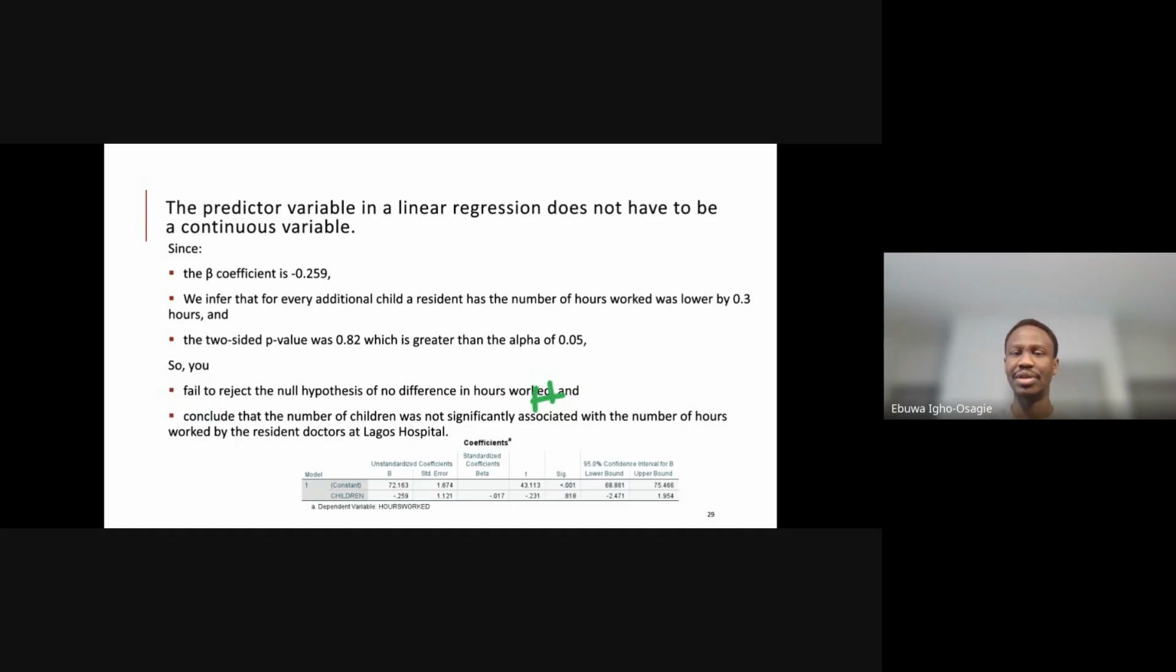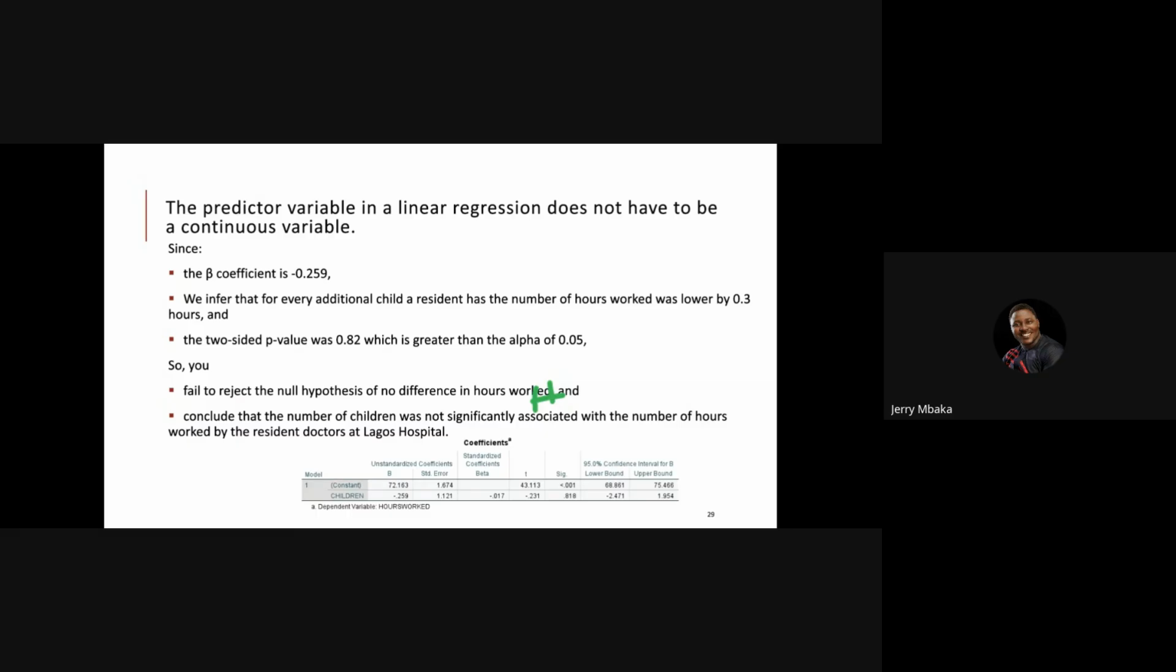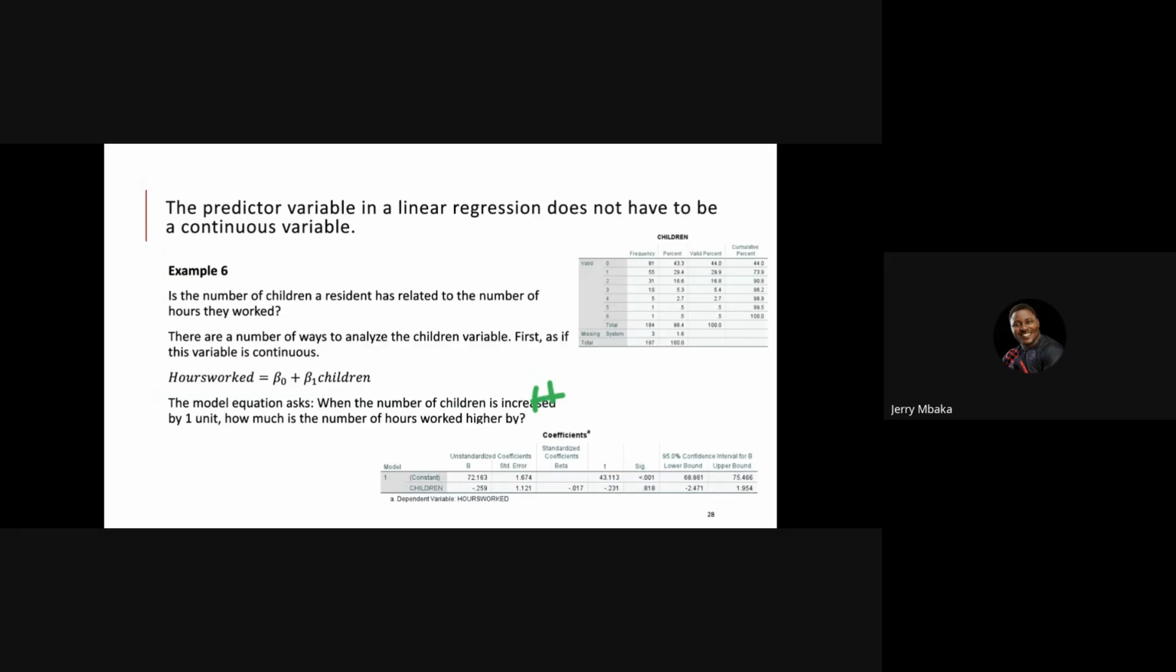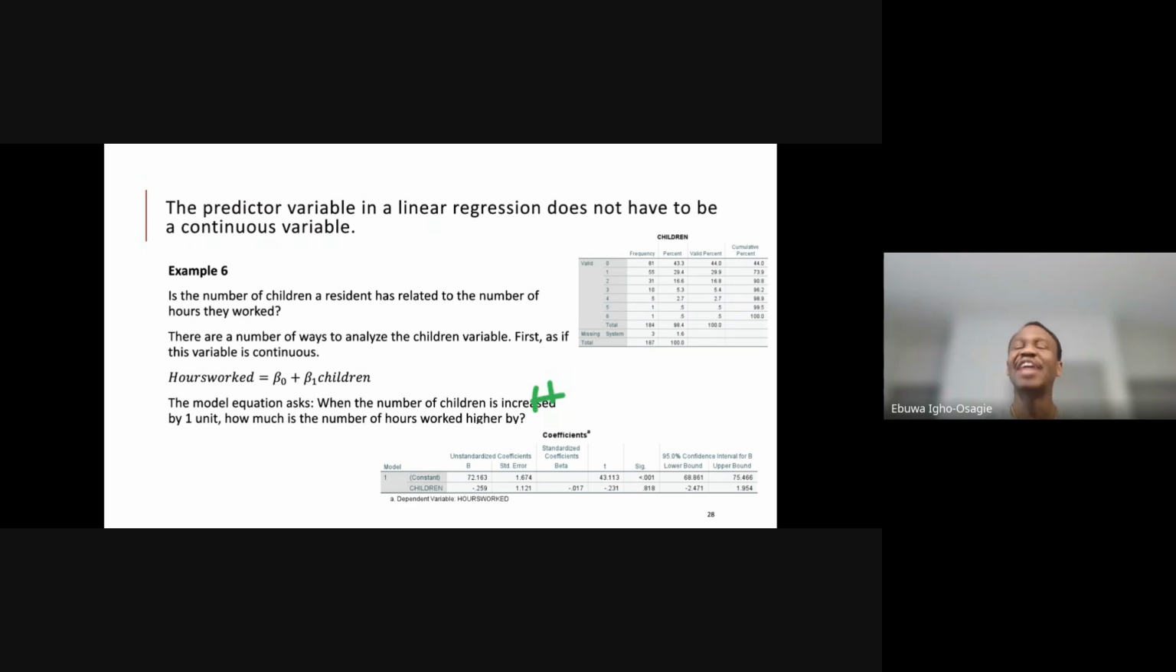Question? I'm going to pause. Sorry, just to confirm what I had in my brain. In the question we just solved, our beta naught becomes the average number of hours worked by residents with no kids. Correct? Exactly.